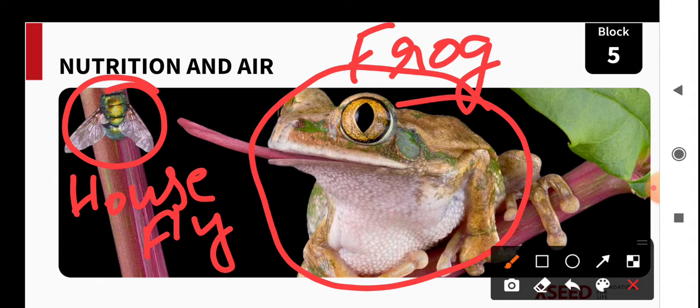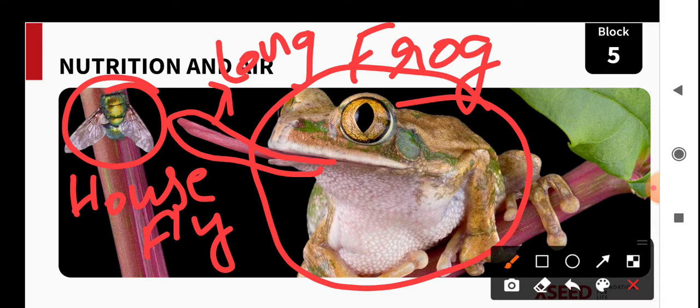So which organ is it using to catch this housefly or any insect? It's using a long sticky tongue. A long tongue, it's very long. Somewhere else, the frog is sitting on a twig and trying to catch the insect which is on another twig. So, with the help of this long tongue, it's trying to catch its prey.